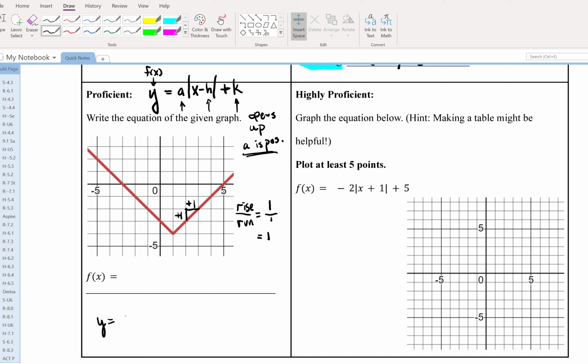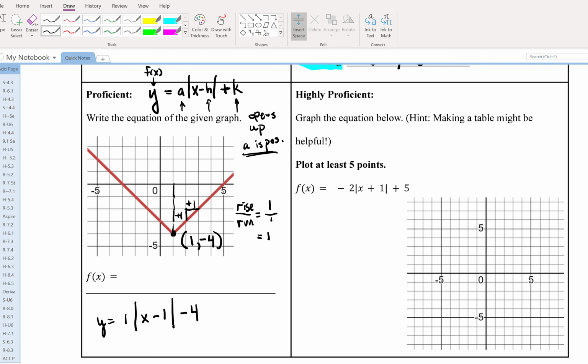I would write y equals 1, absolute value, x. Now, here's my vertex. And the coordinates of that point are, it's 1 to the right, so that's 1 in x, and it's down 1, 2, 3, 4. And so it's minus 4. So since it's x minus h, and h is 1, it's x minus 1. And then plus k, but k is minus 4, so we'll just put minus 4 off at the end.